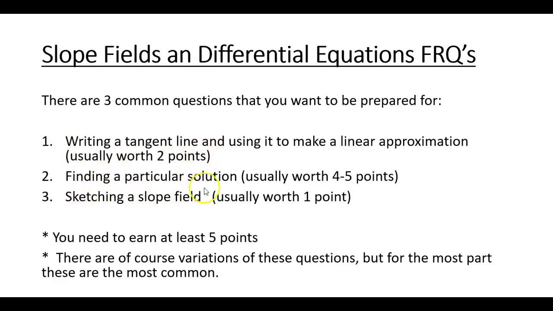And then you have finding the particular solution. This is the big daddy of it all here. This is where you're going to get a ton of points, and that's worth about 4 to 5 points. And then also sometimes they'll have you sketch a slope field as well, and that's not worth very many points. That's only worth 1. Altogether, you're looking at about 9 points in general on these FRQs.